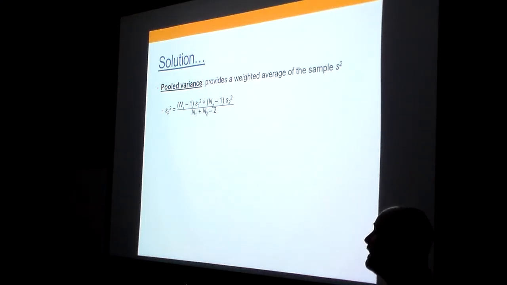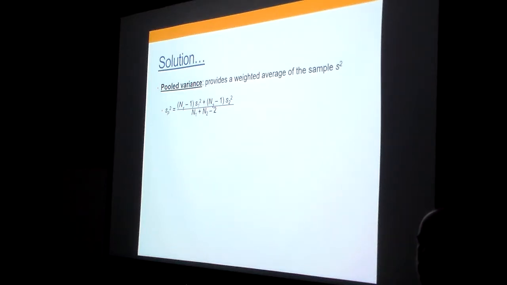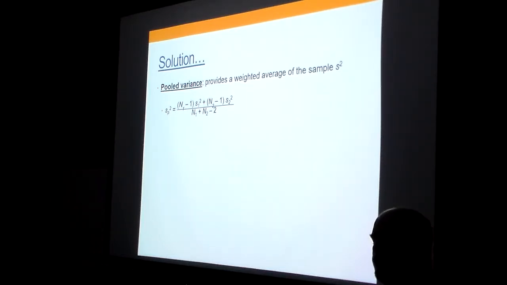So what ends up happening in this situation is, we're assuming that the variances are equal, but because our actual point estimates are going to be different to some degree, what we're doing is we're giving more weight to the sample that has more people in it, okay?